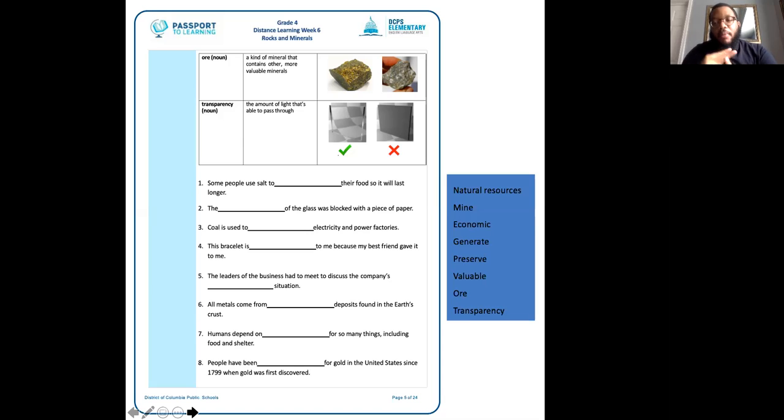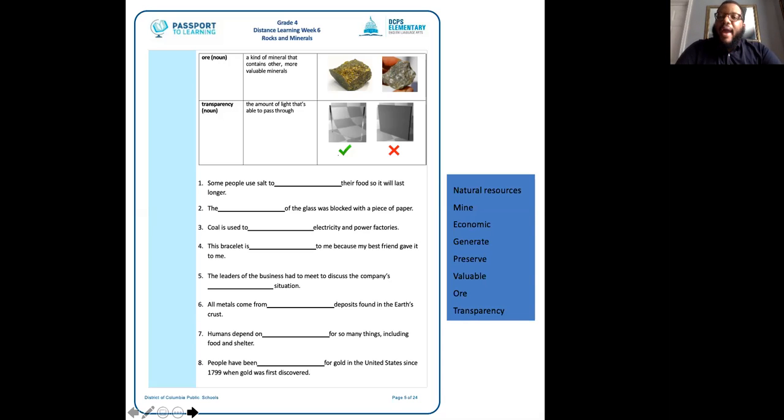And our last vocabulary word for this week is the word transparency. Slow down and say that with me. Transparency. Very good. Transparency is also a noun. It's the amount of light that's able to pass through. So think about something that you can actually see through, right? It would be transparent. It has transparency. It has the ability to let light pass through it, all right?